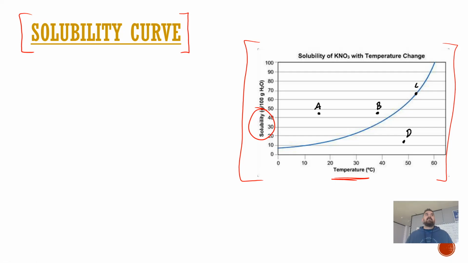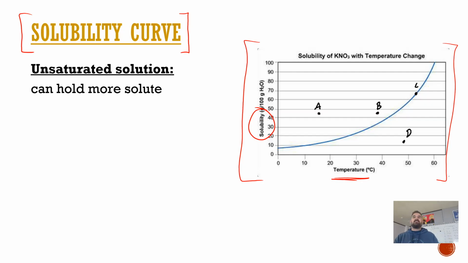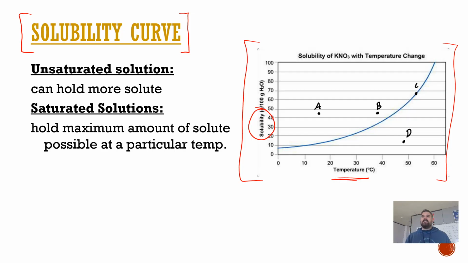All right, so we got two more terms I want y'all to write down. So the first one is going to be unsaturated solution. An unsaturated solution is just a solution that can hold more solutes. Our next term is going to be saturated solution. And this is a solution that's holding the maximum amount of solute at that particular temperature.